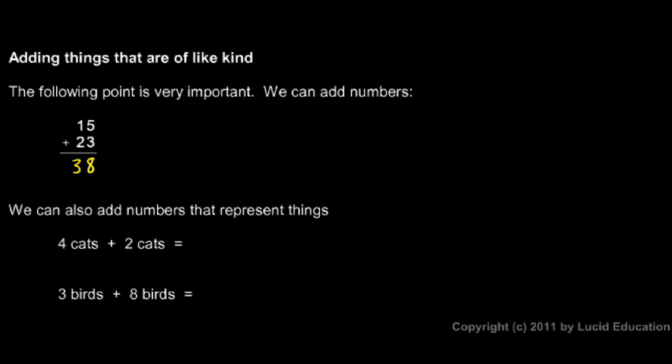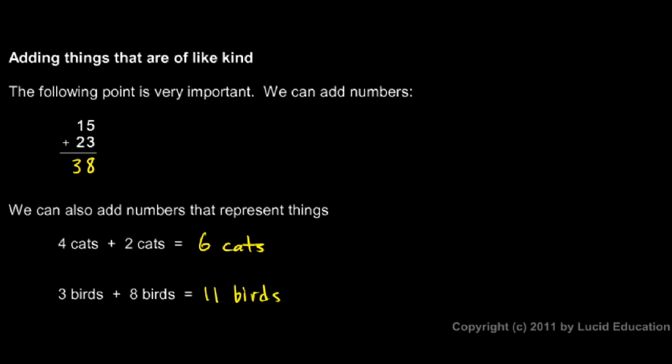But you can also add numbers that represent things. So in this example, we have 4 cats and 2 cats. So the 4 here isn't just a 4 by itself. It's 4 cats. And a 2 here is 2 cats. And this is pretty easy. If you have 4 cats and somebody gives you 2 cats, then you have a total of 6 cats. Now the important thing here is that the answer isn't 6. The answer is 6 cats. Same thing here. 3 birds plus 8 birds is 11 birds.